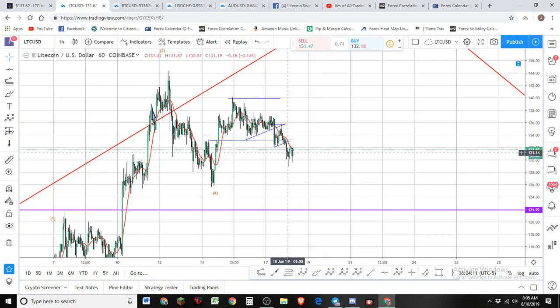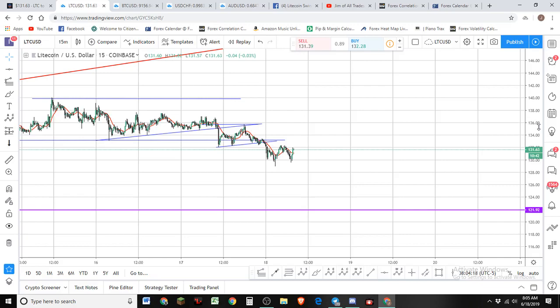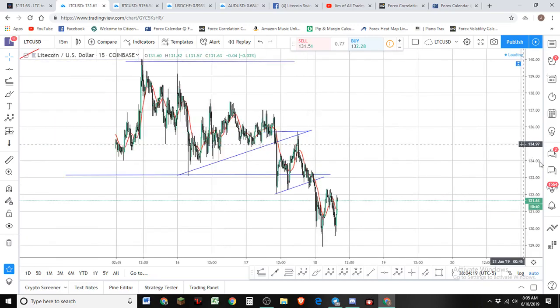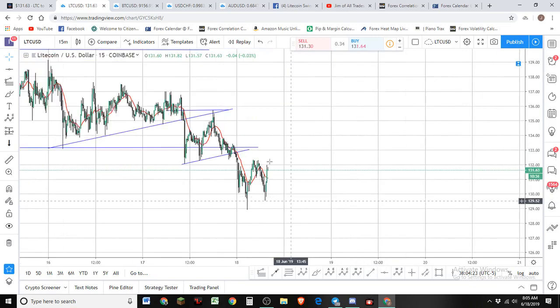I have a feeling, just based on price action, we might see some more downside. But that doesn't mean we're always scared to enter trades as a potential, because we did get a rebound here. We did get a bounce here.